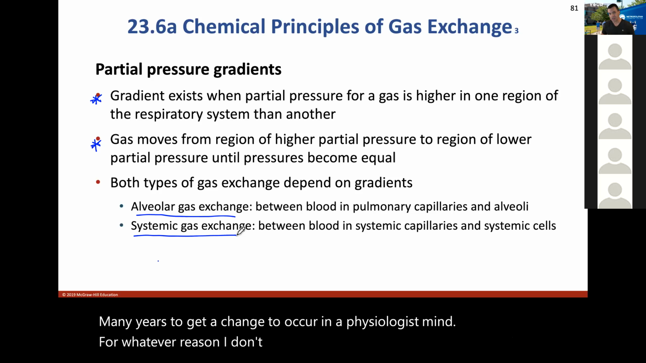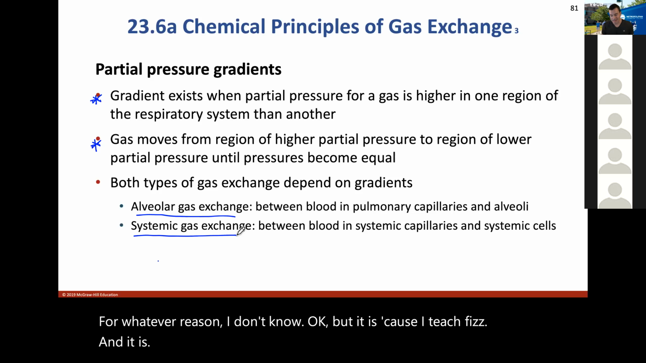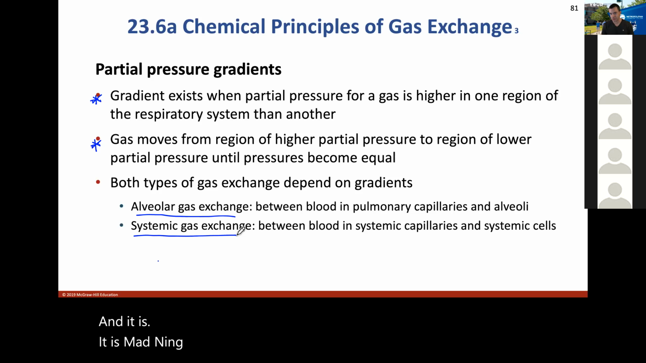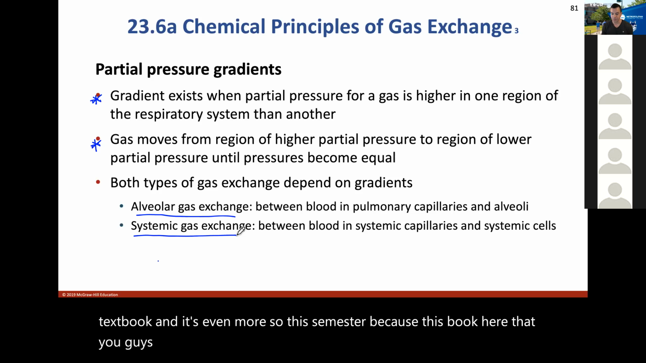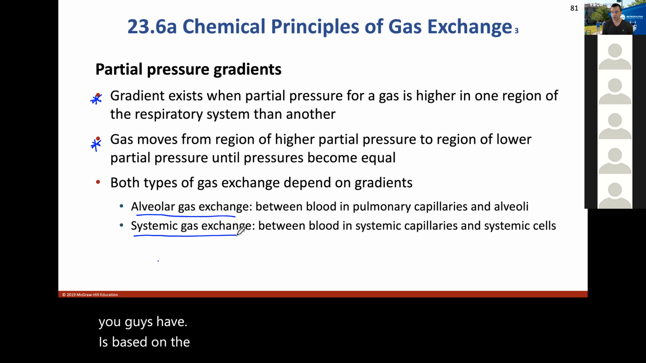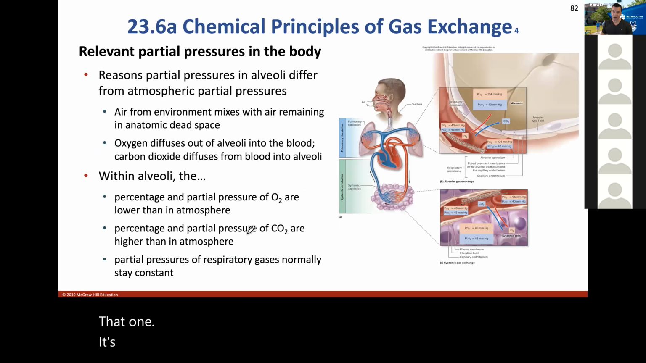Okay. But it is, because I teach phys, and it is maddening, the difference between that textbook and your guys' textbook. And it's even more so this semester because this book here that you guys have is based on the new terminology. That one, it's nonsense. Nonsense.